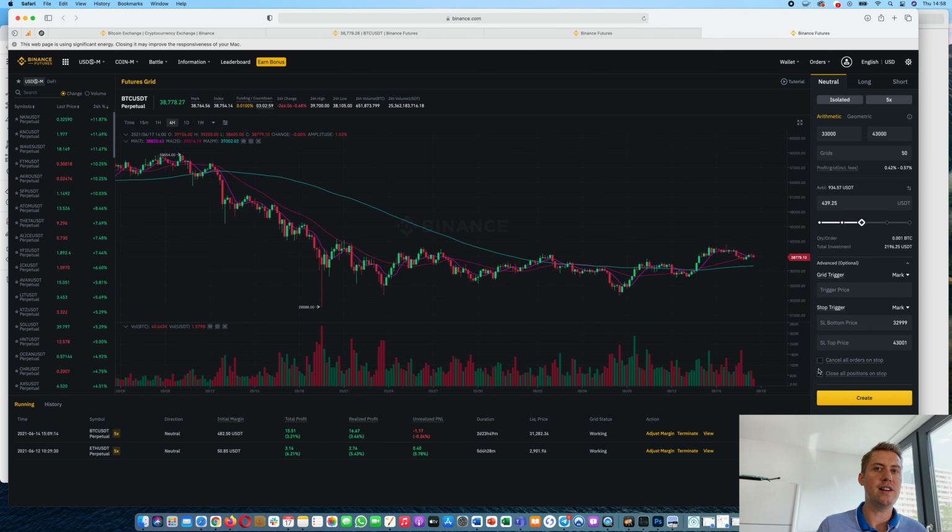It's also not set up automatically, you have to do it manually, and it is hidden here under advanced options. So make sure you are choosing that, and you should also choose close all positions on stop and cancel all orders on stop. So you should set that up, and then the next thing you need to do is just create the bot, and then you can actually see how it makes money for you.